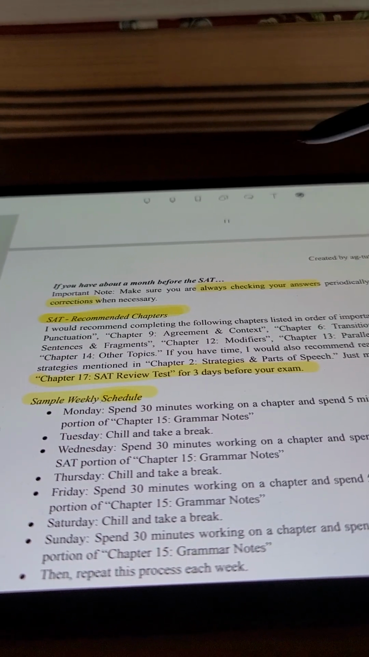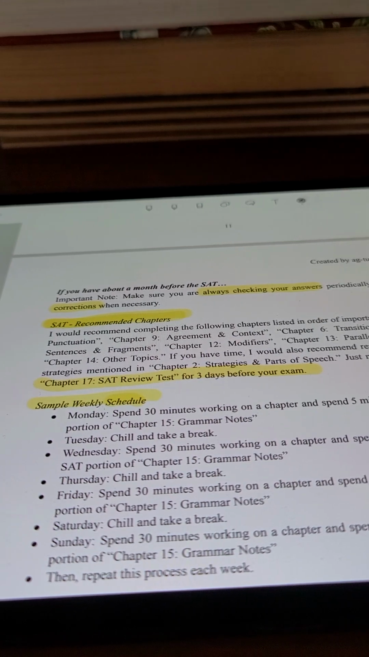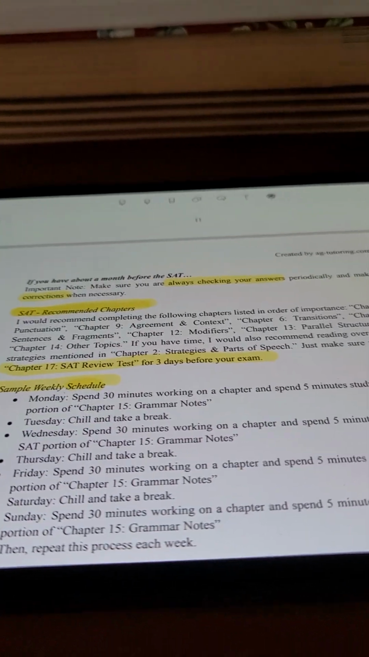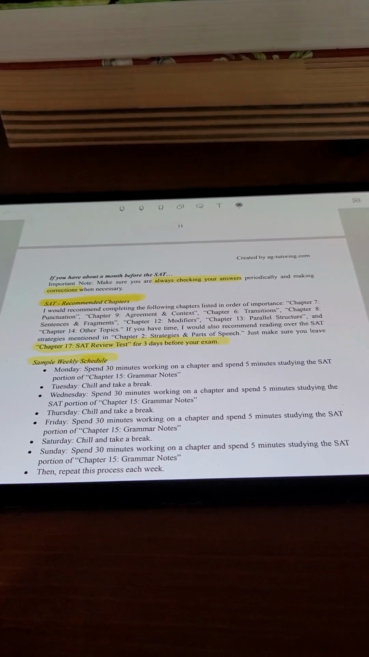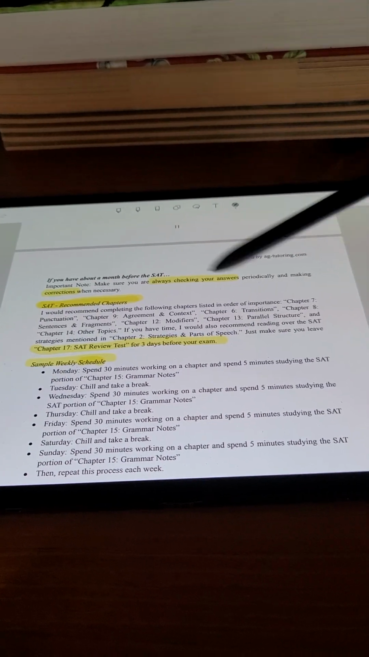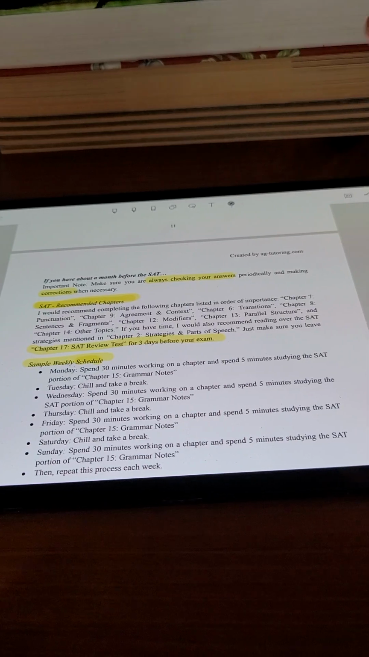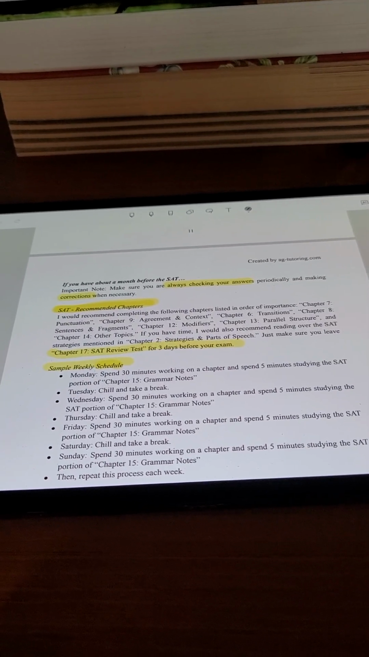If you have about a month before the SAT, again, I've already mentioned this, but always check your answers and do corrections, the most important part of all of this. Then here are the recommended chapters for the SAT. I listed them in order of importance, so you'll see chapter 7, chapter 9 are the first ones there. I would recommend doing it in that order.